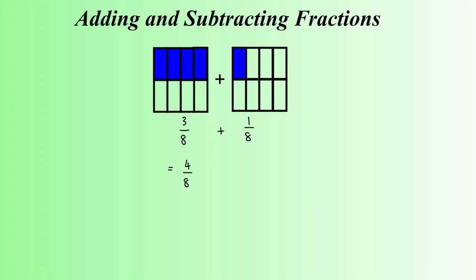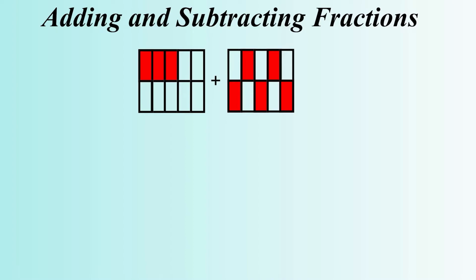Now if we look at this shape, the 4/8, actually half of the shape is coloured in. We've got the top half coloured in, the bottom half isn't. So that simplifies to a half, and the reason that works is because both these numbers are in the 4 times table. So if we divide the top by 4 and the bottom by 4, we get 1 on top and 2 on bottom. 1 for the numerator, 2 for the denominator, or a half.